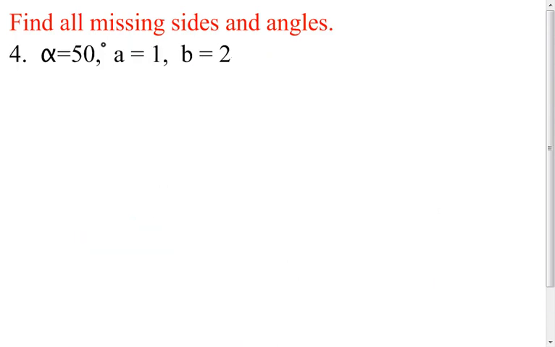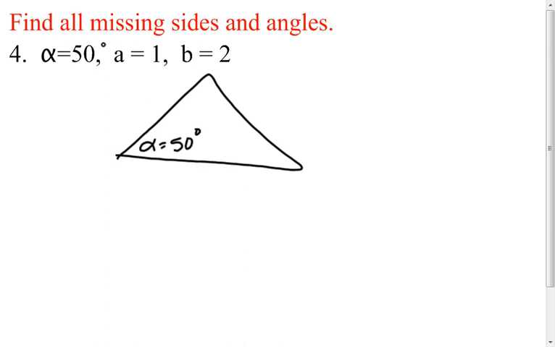All right, moving on to our next one here. We have a triangle. Alpha is 50 degrees. A is 1. I don't know beta. I know B is 2. Don't know gamma. Don't know C. Okay? So again, I can't find an angle here. I have too many unknowns.